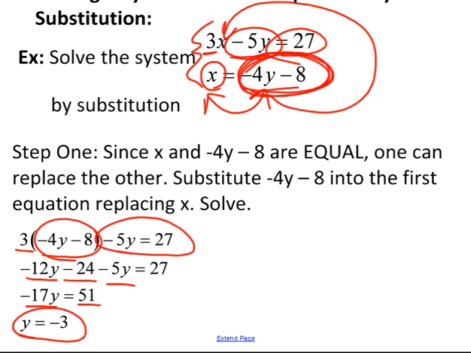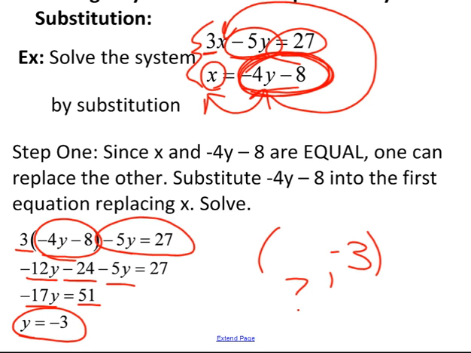Typically, if I'm just solving an equation and I get x equals or y equals a number, you'd be done. But in this case, remember what we're looking for is a point where two lines cross. Now I have the y value. What I don't know is the x value.